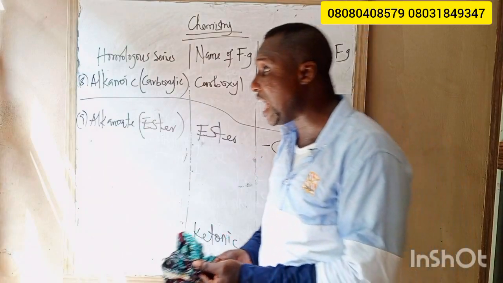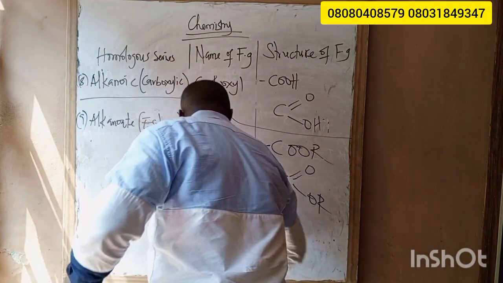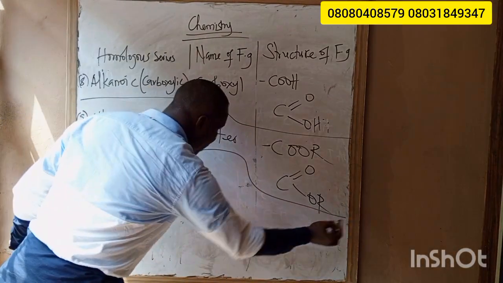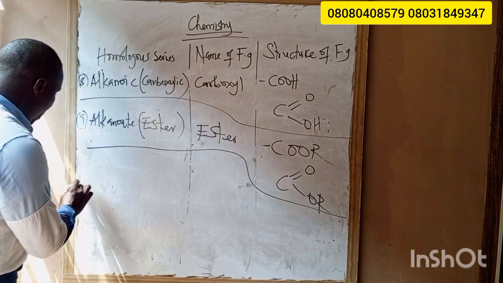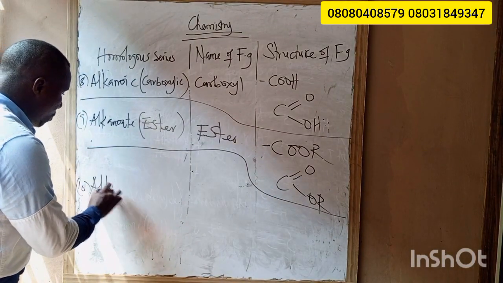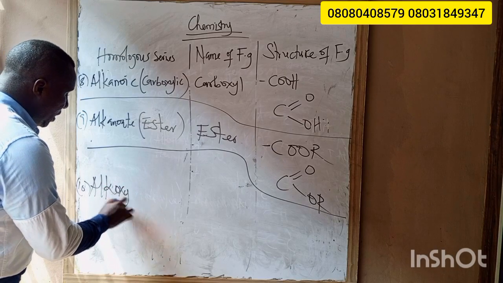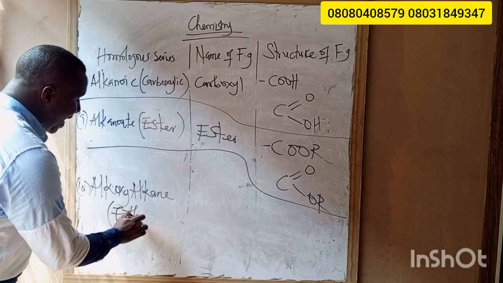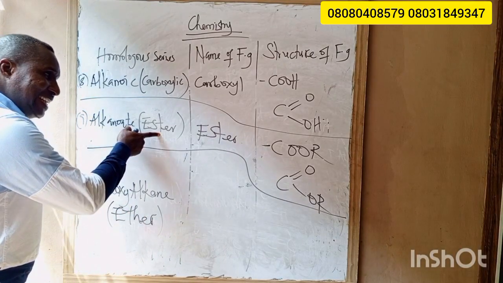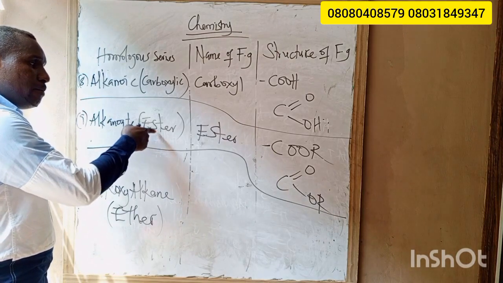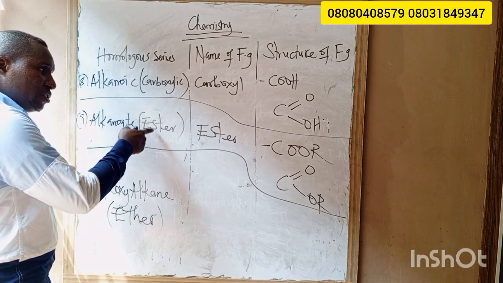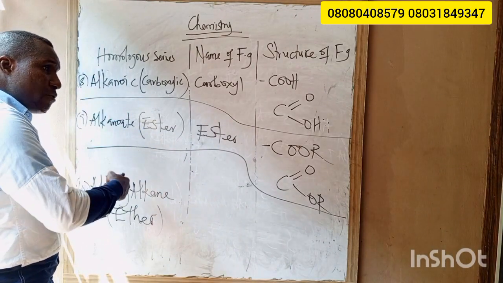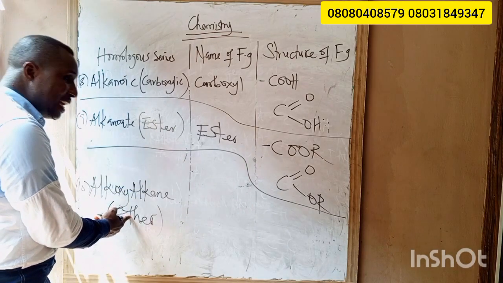The next one is what? Ether, alkoxyalkane. Number 10, alkoxyalkane. Another name for it is ether. This one is ester. It is formed by the esterification reaction, that means a reaction between alkanoic acid and alkanol. This one is ether.